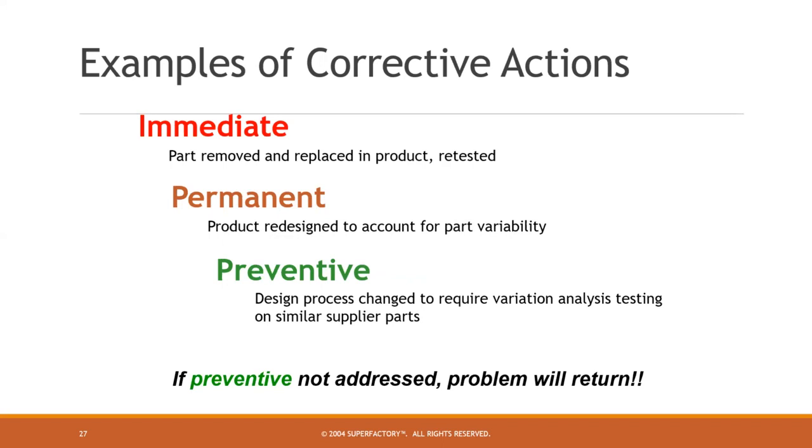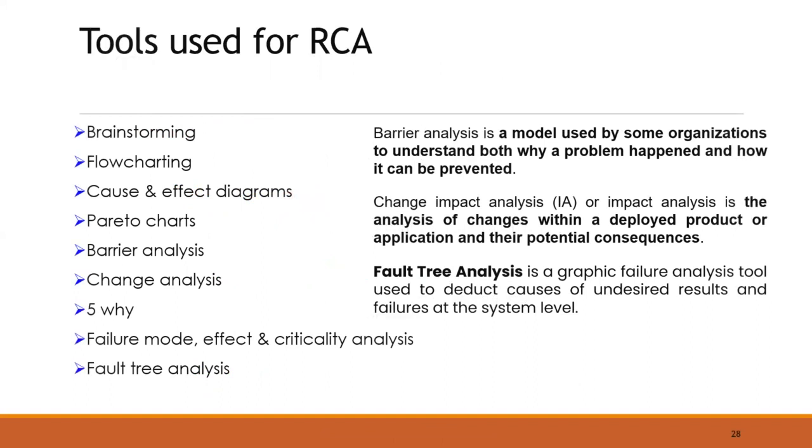So if preventive action is not addressed, the problem will surely return. The tools generally used for RCA, root cause analysis, are brainstorming, flow charting, cause and effect diagram, Pareto charts, all of which we already discussed. Then barrier analysis is a model used by some organizations to understand both why the problem happened and how it can be prevented. Then change analysis, the analysis of changes within a deployed product or application and their potential consequences. Then 5 Why, then failure mode effects and criticality analysis, and finally fault tree analysis. It's a graphical failure analysis tool used to detect causes of undesired results and failures at the system level.